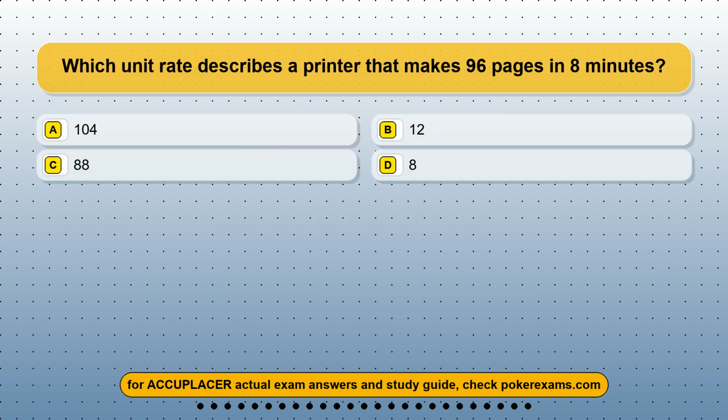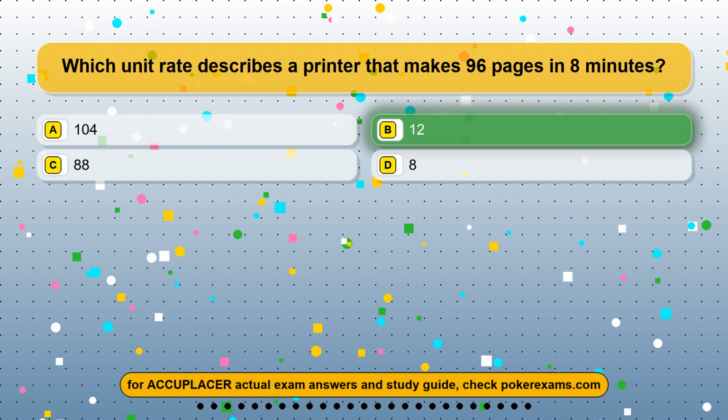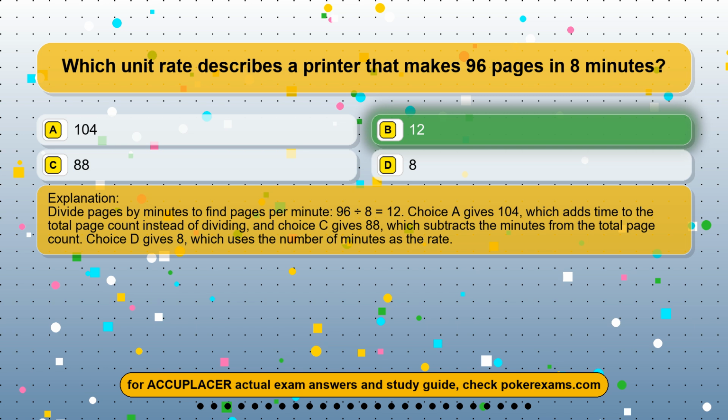Question 20. Which unit rate describes a printer that makes 96 pages in 8 minutes? Option A, 104. Option B, 12. Option C, 88. Option D, 8. The correct answer is option B, 12. Divide pages by minutes to find pages per minute. 96 divided by 8 equals 12.